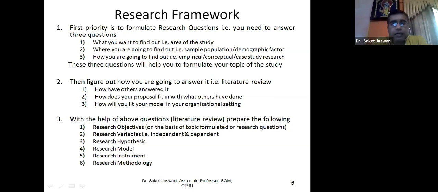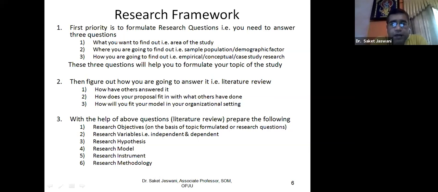In the second step, figure out how you are going to answer these questions. That is on the basis of literature review. So conducting a literature review is the second step, and in that you need to find out 3 things. First, how have others answered it? Previous researchers, if they have worked in this area of study, what they have done.